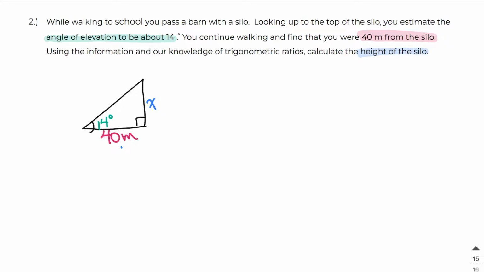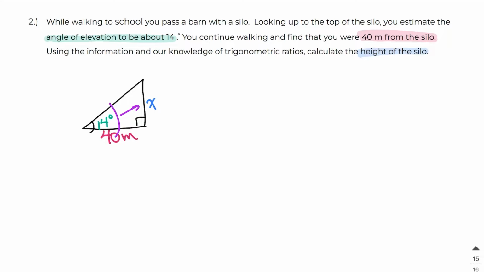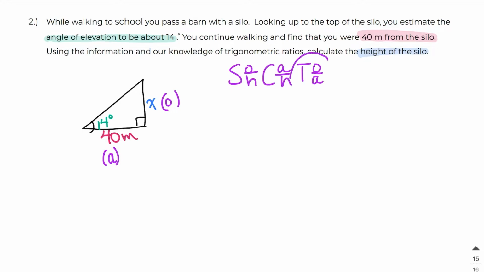So we're going to use trig ratios. If 14 degrees is what's given to me, this x is the opposite and this 40 is the adjacent. So we're going to use SOHCAHTOA to determine which ratio to use. And TOA is what we want. We've got opposite and adjacent, so we're going to use tangent.